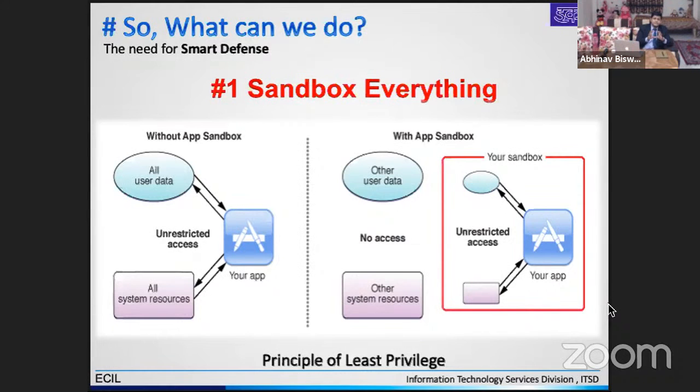Like this diagram which I have shown is of Apple's App Store. Apple nowadays is saying that any app going to the App Store is sandboxed. They're telling us how good they are doing it. We cannot trust it because it's not open source.